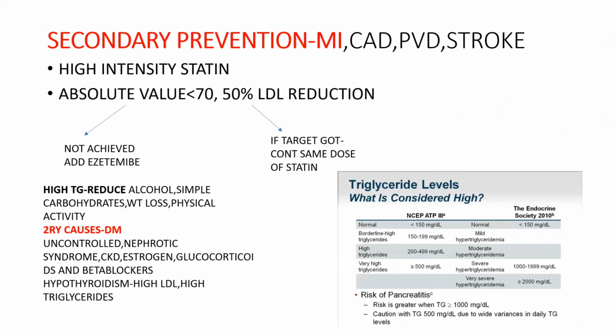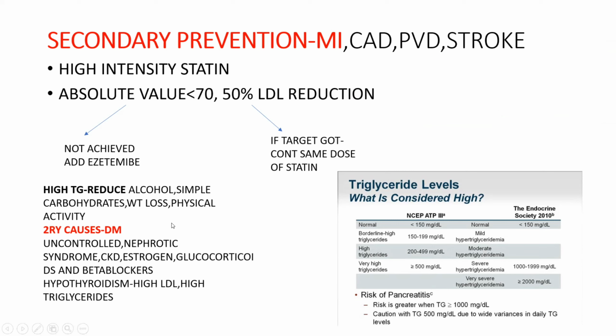Secondary prevention. If the patient already has MI, CAD, PVD or stroke, in these cases we will give high intensity statins, with the absolute value of LDL below 70 and LDL reduced by 50%. If still not achieved, then we will give ezetimibe. If the target is achieved, we will continue the same dose.